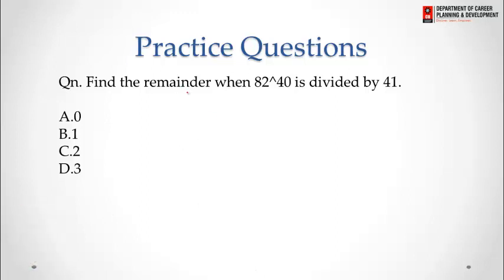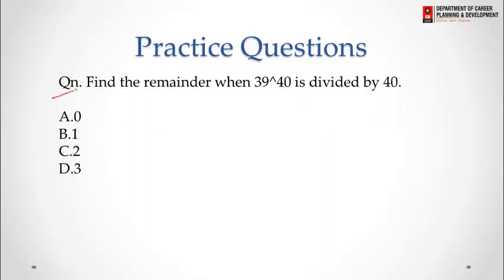So now the first question that we have: find the remainder when 82 power 40 is divided by 41. Now just pause the video and try to solve this question on your own. The solution is that 82 is a multiple of 41. That means if 82 is divided by 41, the remainder is 0, and 0 power 40 is 0. Hence the answer to this question is option number A.